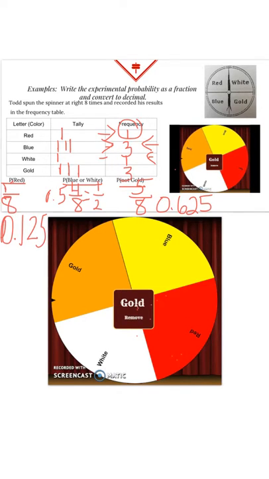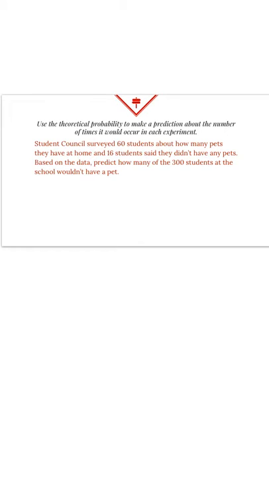0.625. In the next example, the directions are use the theoretical probability to make a prediction about the number of times it would occur in each experiment.